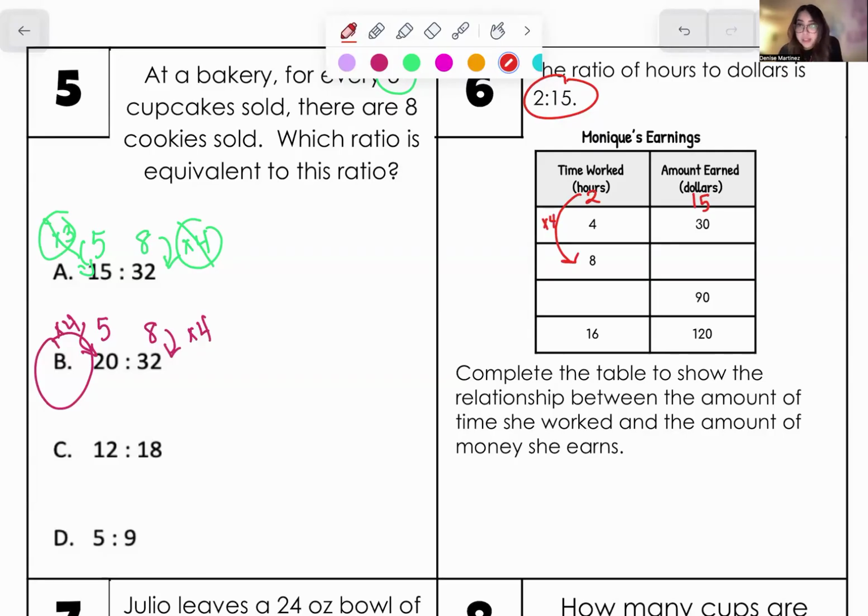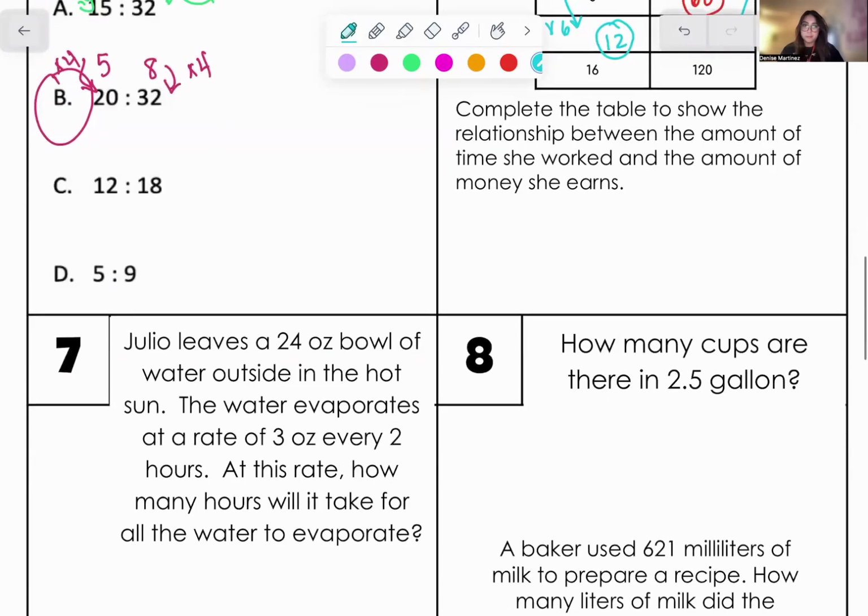I'm not going to do 30 times 4. I'm going to do 15 times 4 because we have to match what we do to one side. Again, we do to the other. 15 times 4 is 60. So 60 is one of my answers. I'm going to go from 15 to 90, which is times 6. 2 times 6 is 12. So that's another one of my answers.